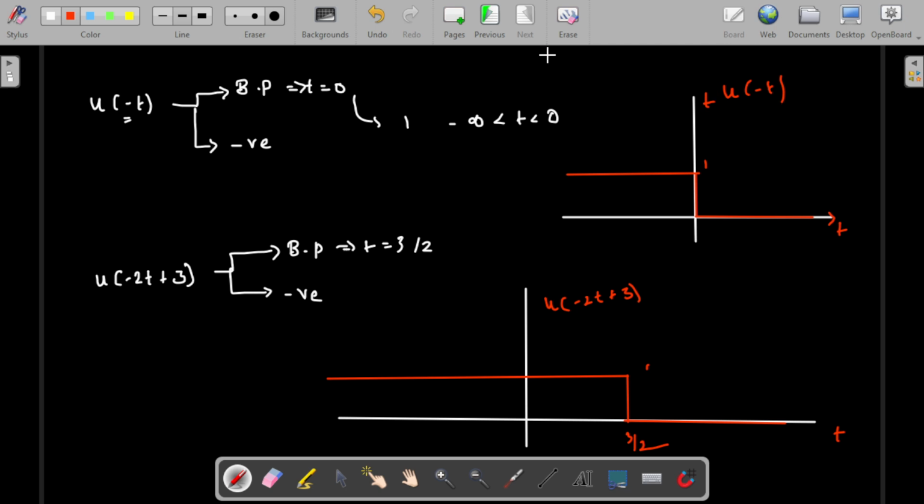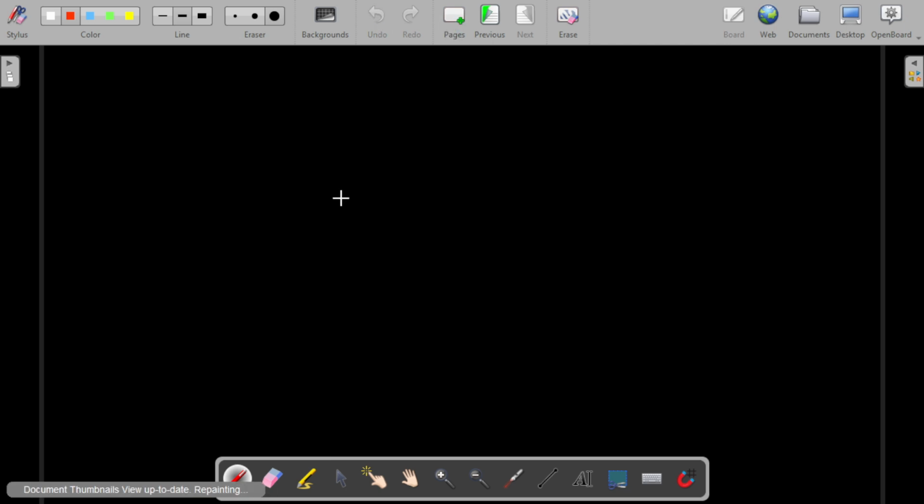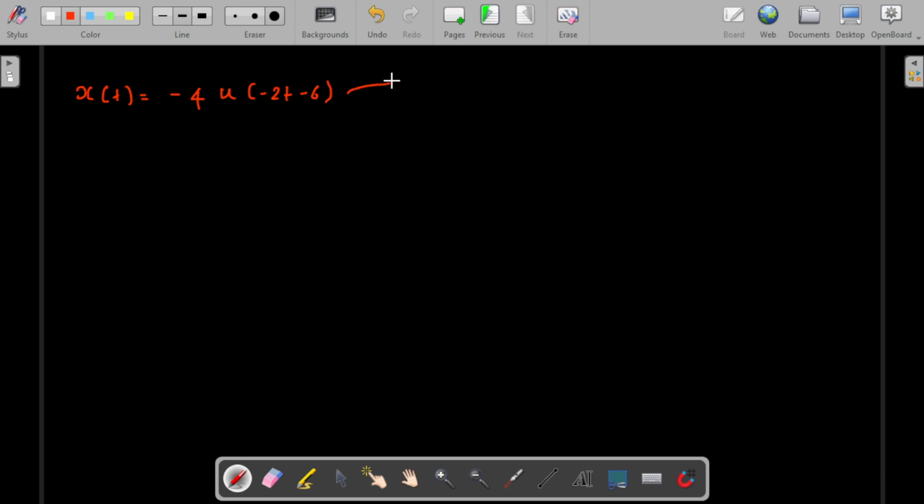Let us now see if there is any amplitude scaling happening. Suppose we get x of t equal to minus 4 u of 2t minus 6. If you are getting any curve like this, how can we find it out? Here we can state the breakpoints.